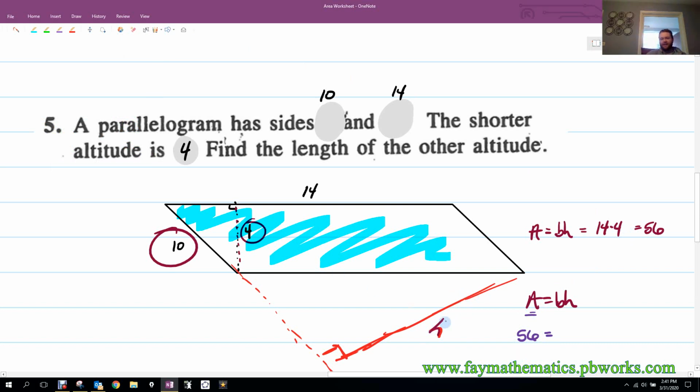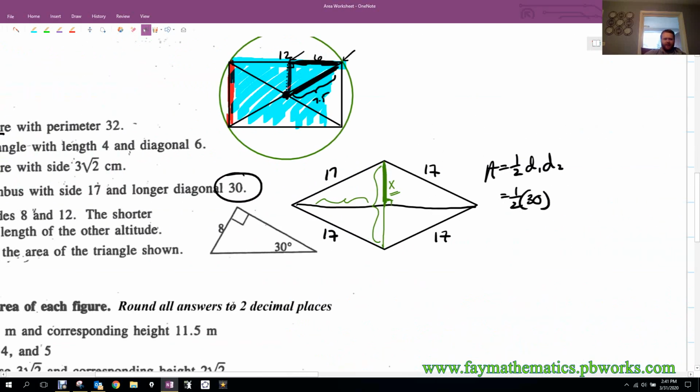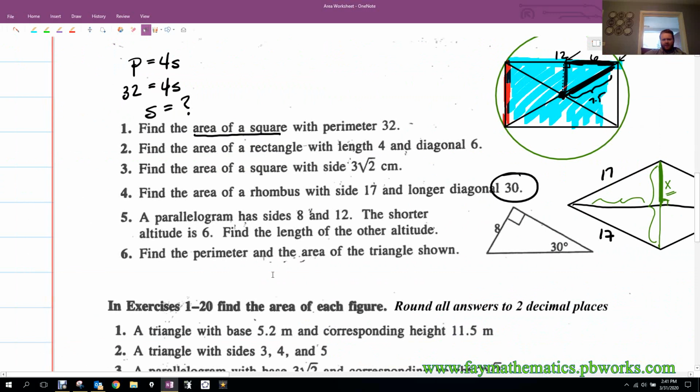So I know capital A is 56. I know the base that this h is being drawn to is that 10. So I know b is 10. And now I'm solving for h. That's what they're asking us to find. So I can divide both sides by 10. Get 5.6 is the second length, the second altitude length. So that's how you do question number 5. Obviously using different numbers over here.